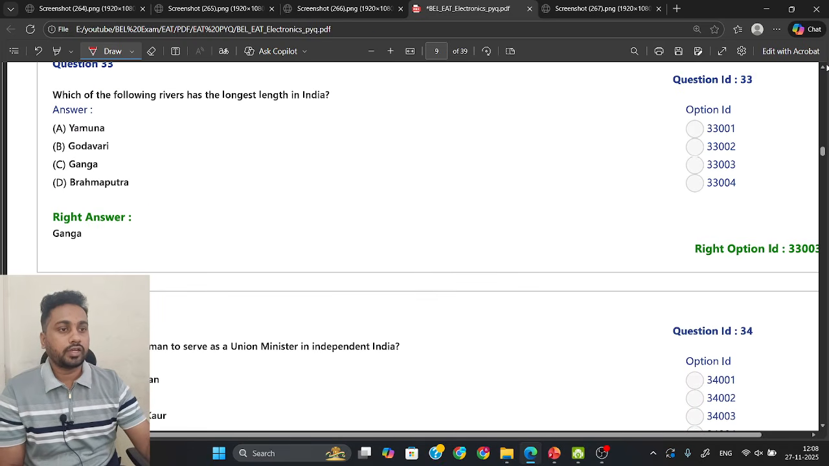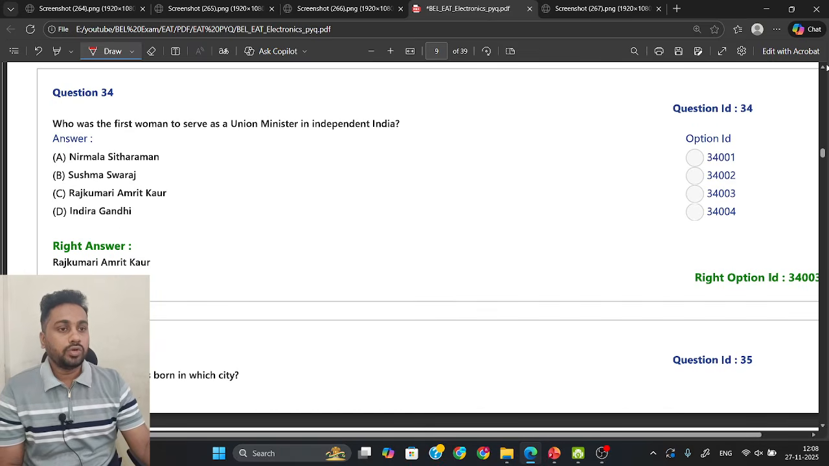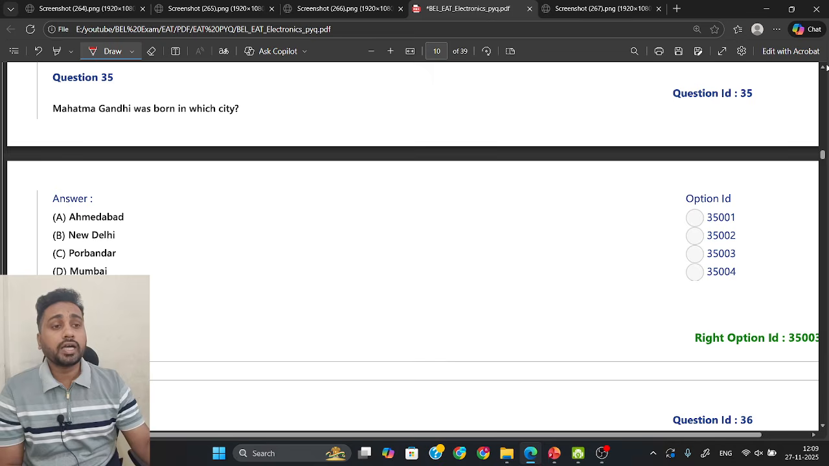Which of the following rivers has the longest length in India? Everyone knows this is the Ganga only. The Ganga river has the longest length in India. Option C is your right answer. Who was the first woman to serve as a union minister in independent India? So we have Rajkumari Amrit Kaur. She was the first woman to serve as a union minister in independent India. Mahatma Gandhi was born in which city? Mahatma Gandhi was born in Porbandar, which is in Gujarat.